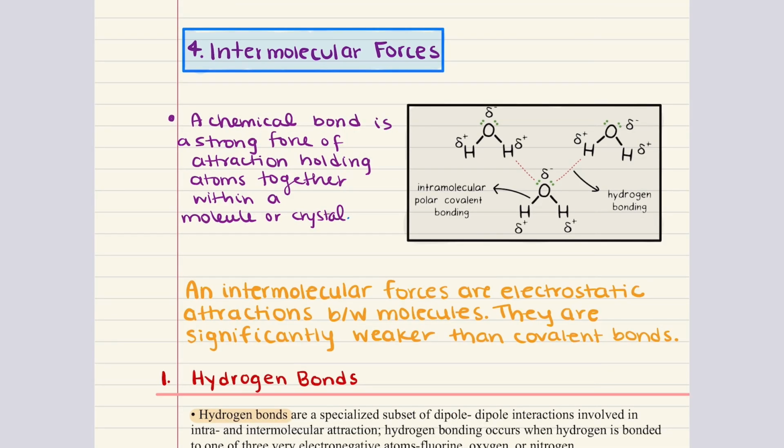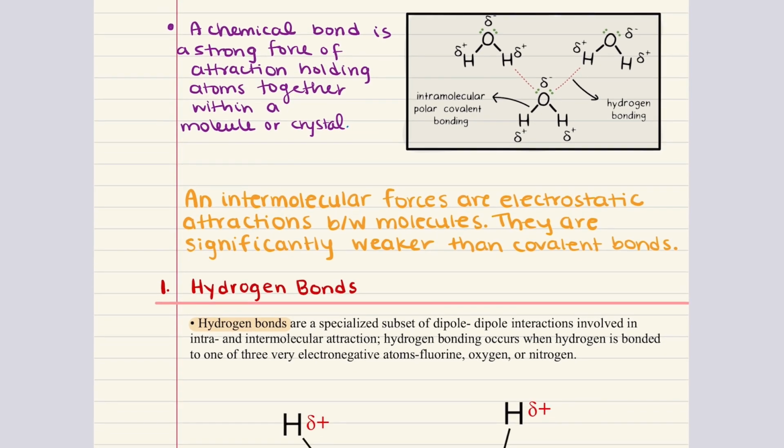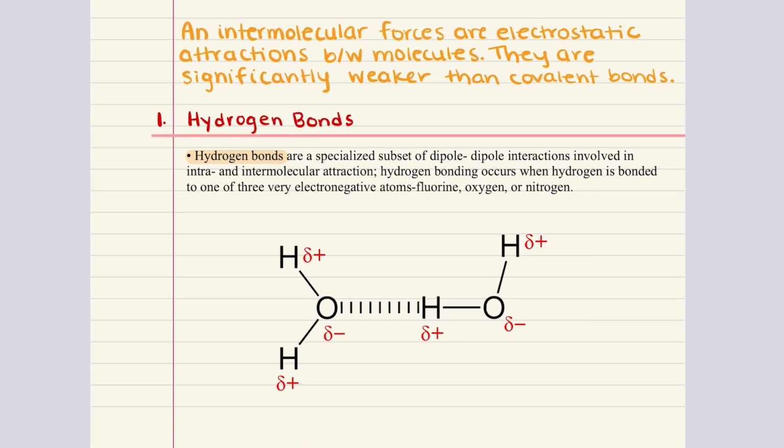Intermolecular forces are weak electrostatic interactions between atoms and compounds, significantly influencing physical properties like melting and boiling points. Now, there are 3 main types of intermolecular forces that we want to talk about: London dispersion forces, dipole-dipole interactions, and hydrogen bonds. Let's go ahead and get started first with hydrogen bonds.